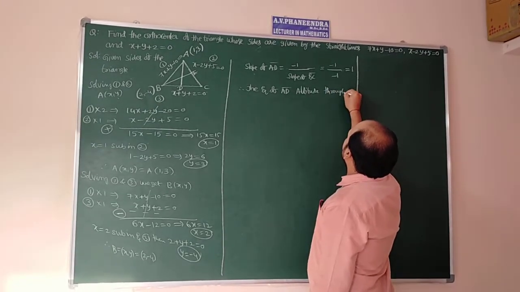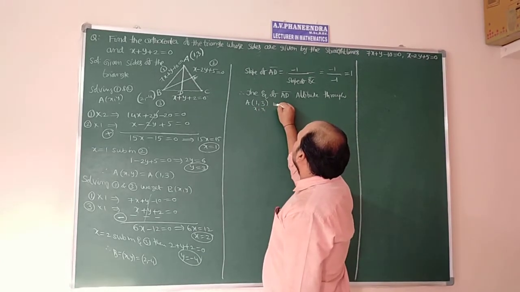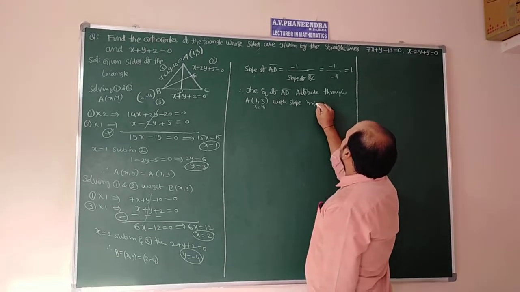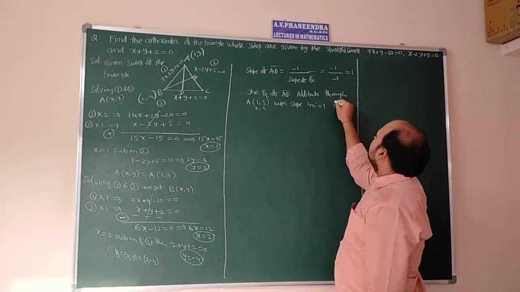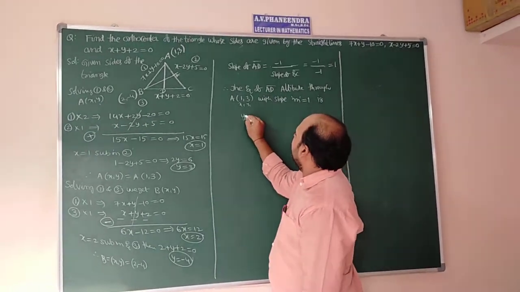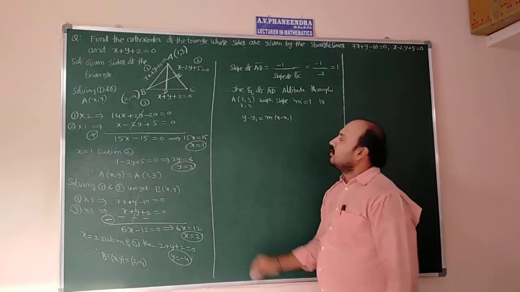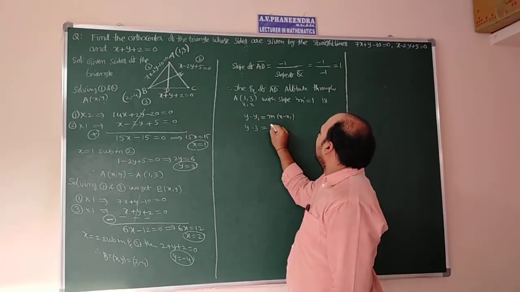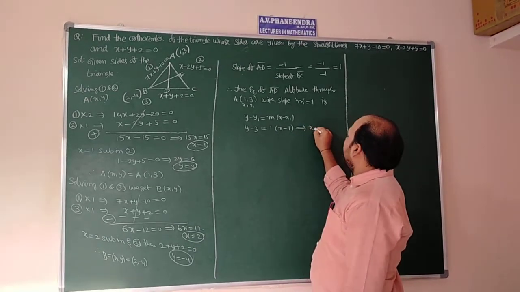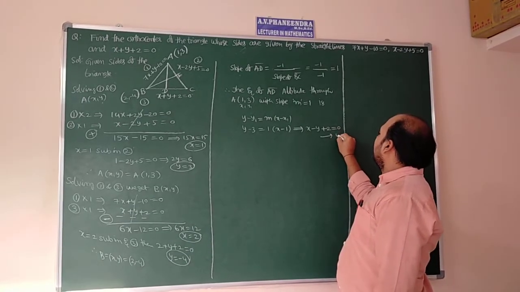through A of 1 comma 3, x1 y1, with slope m equal to 1. M is equal to 1, this value only. Y minus y1 is equal to m into x minus x1. Y minus 3 equal to 1 into x minus 1. That implies x minus y plus 3 minus 1, that means plus 2 equal to 0. Equation number 4.